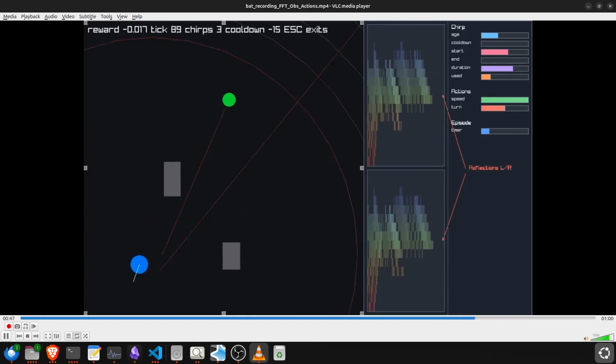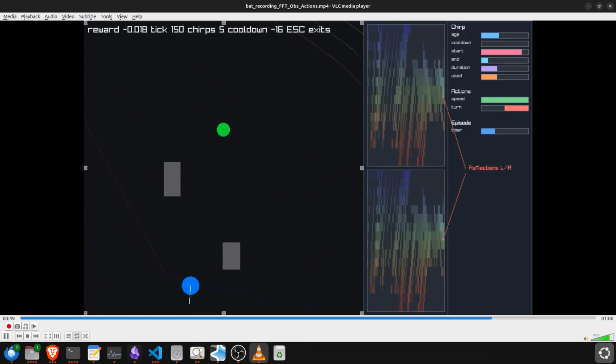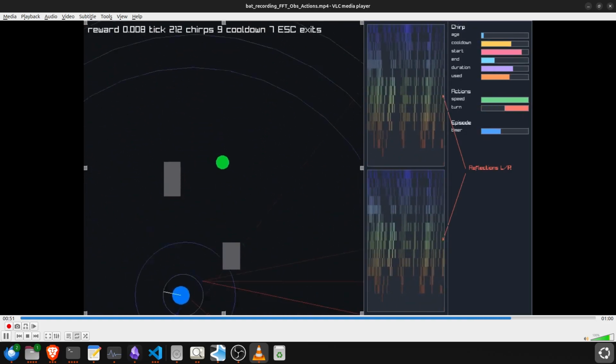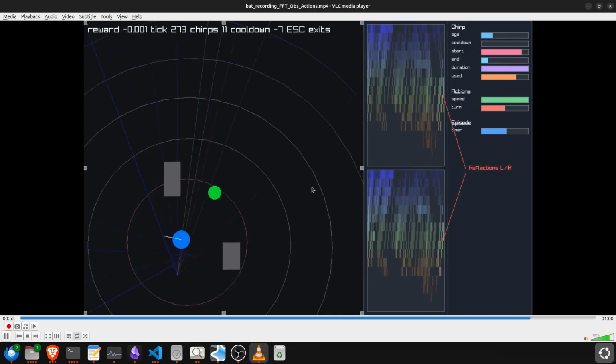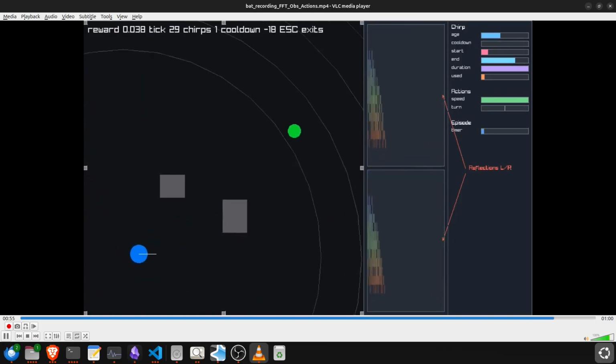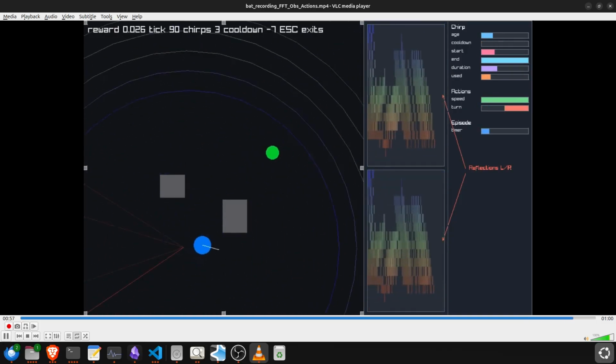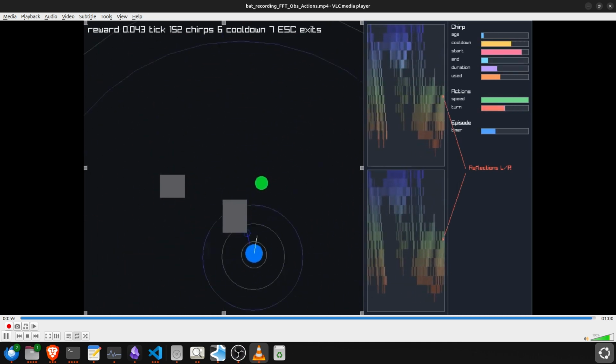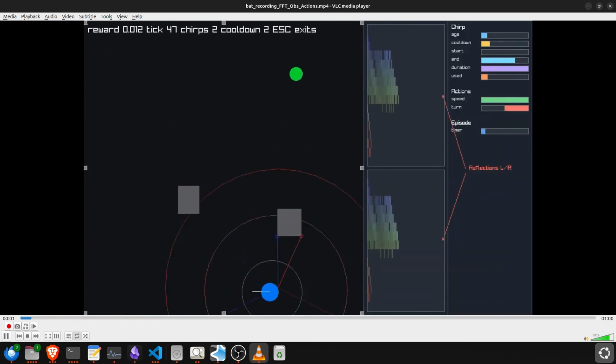PufferLib, once again, one-shot the solution once I got the bugs ironed out in the environment. And this took me about 2 days of free time, you know what I mean? 2 days of normal life and having a bit of free time in the day.